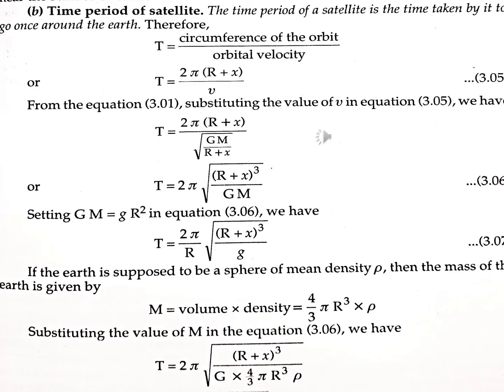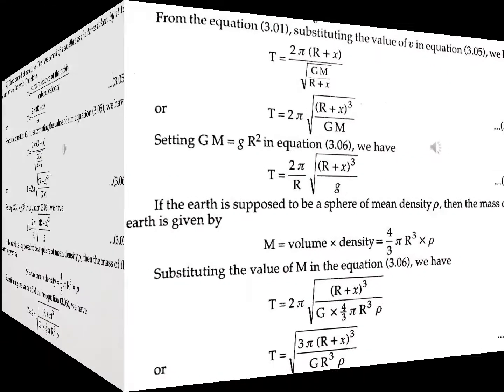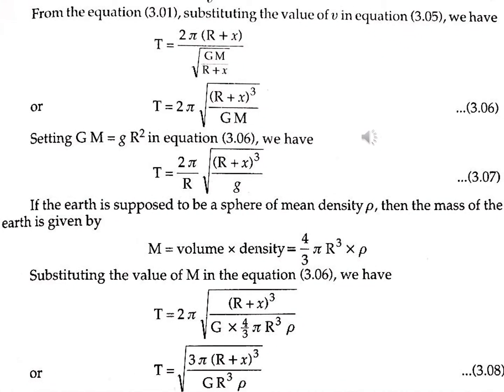So putting the value of the density rho, gm is equal to g into 4 by 3 pi r cubed into rho. Here r is the radius of the Earth and x is the distance of the satellite from the surface of the Earth. So when we putting the value of gm in the velocity equation, the velocity v is equal to under root gm upon r plus x.